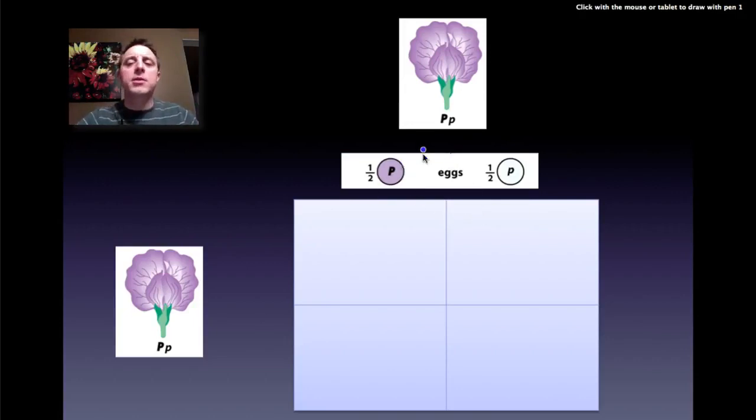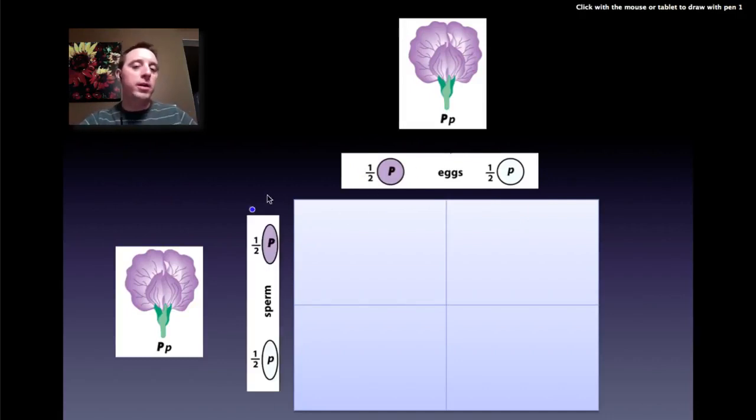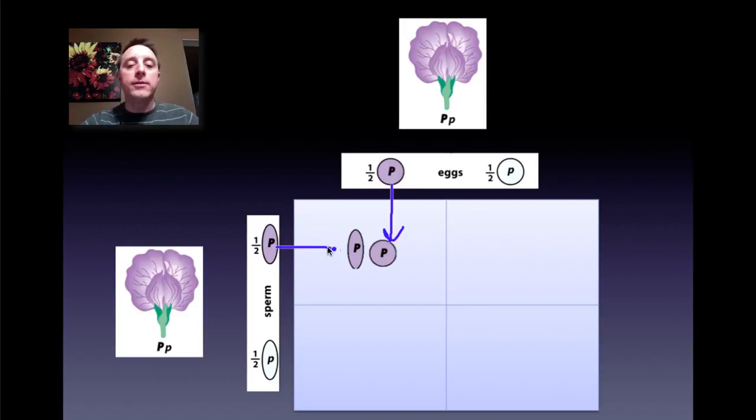Here we have eggs on the top, so half of the gametes would get this dominant allele for flower color, and the other half would get this allele. And the same thing with the sperm. I'll put the sperm over here. One half would be capital P, one half would be lowercase p. And then to fill in the Punnett square, in the middle here are our predicted offspring. So this egg comes over here. The gene from the sperm comes over here. So we have big P, big P. Same thing in this box.